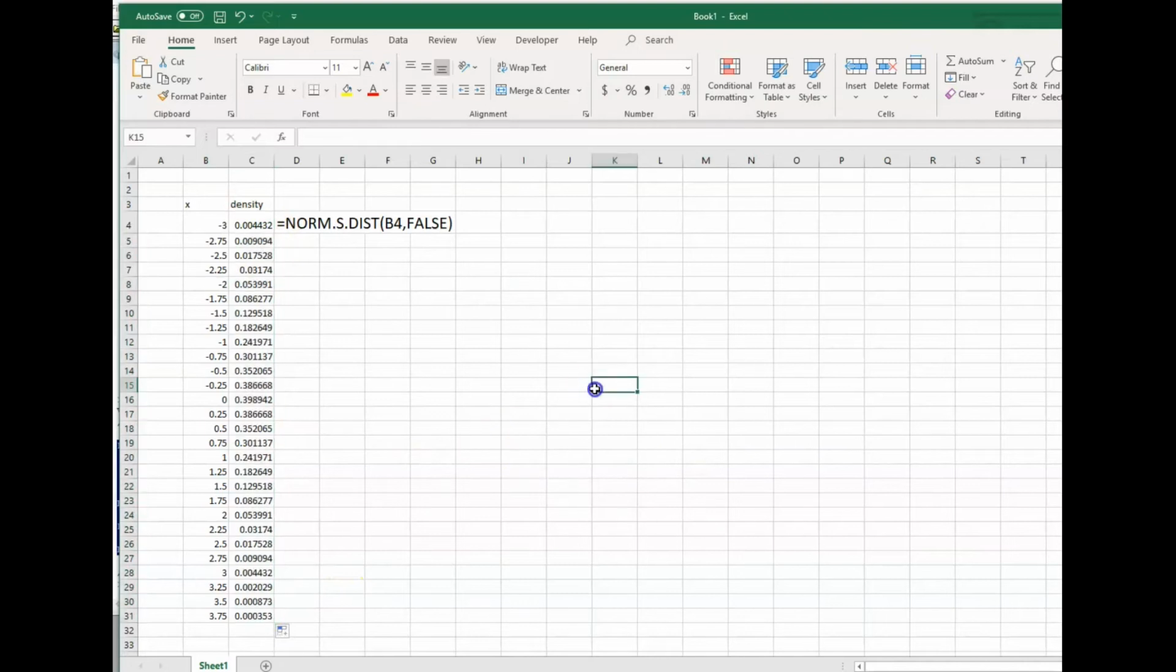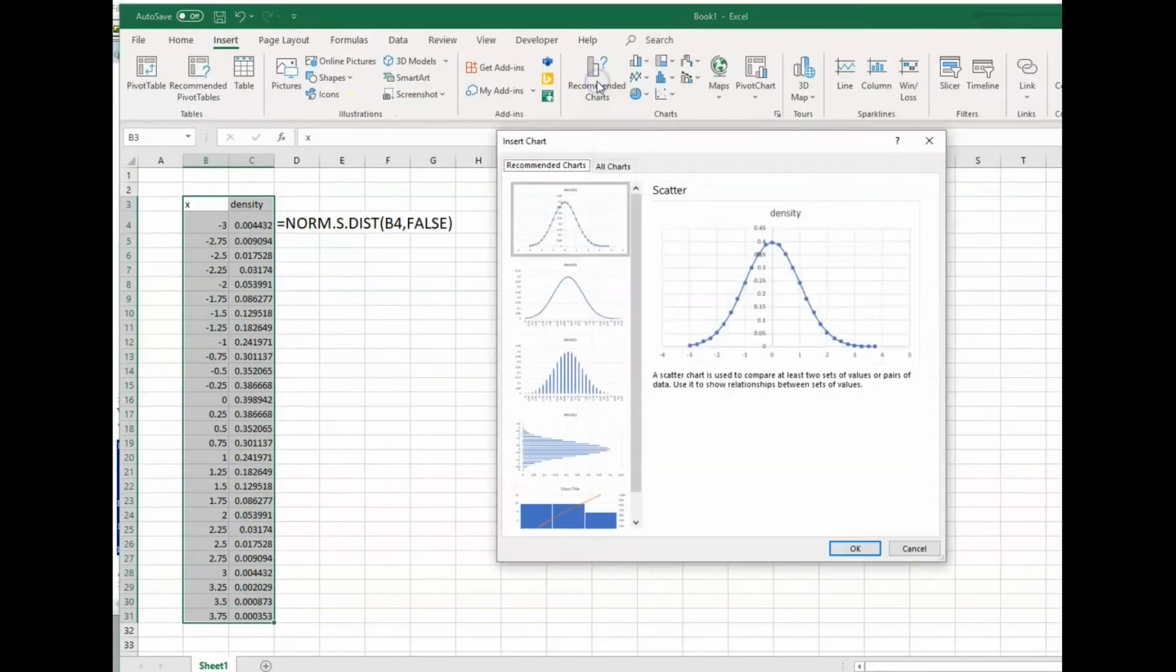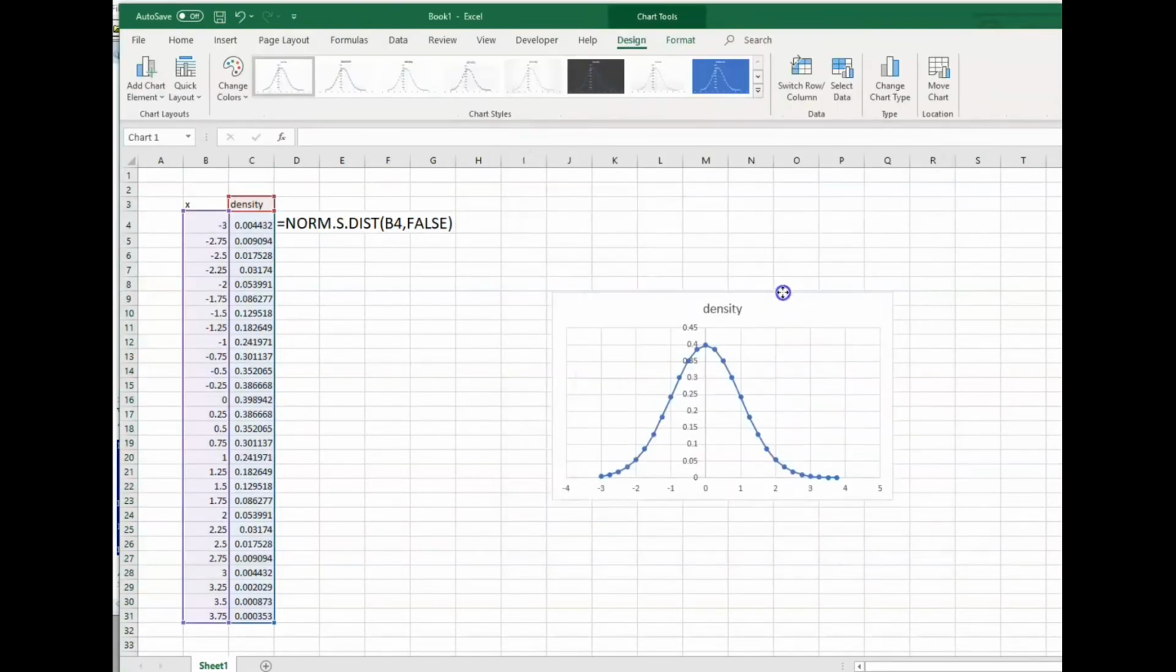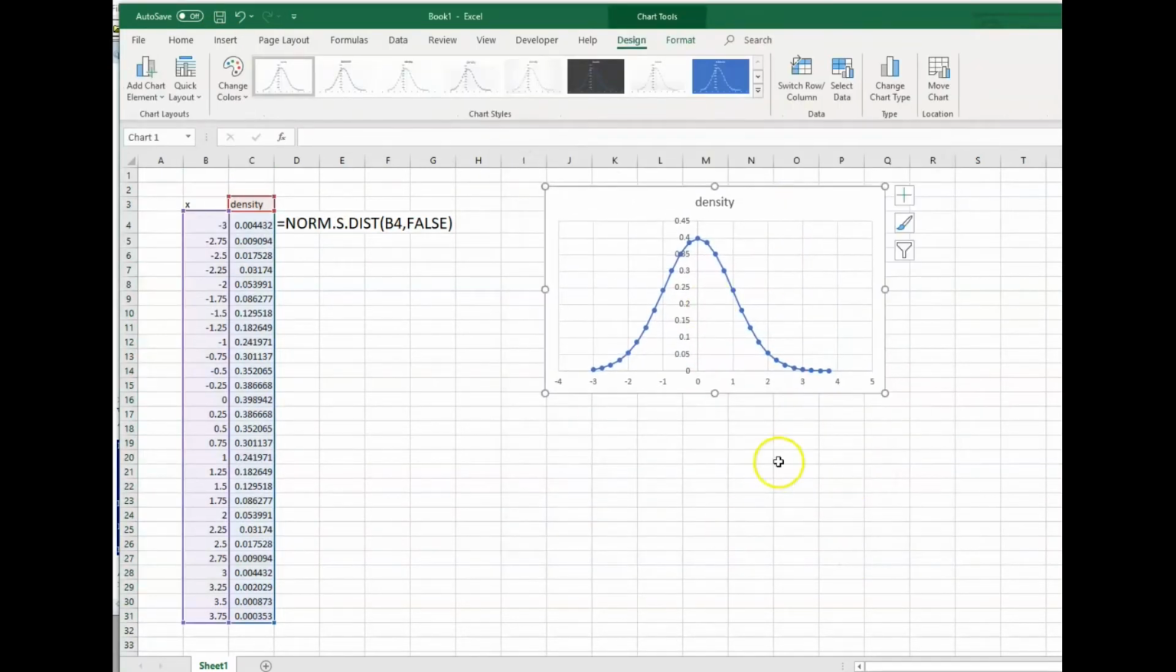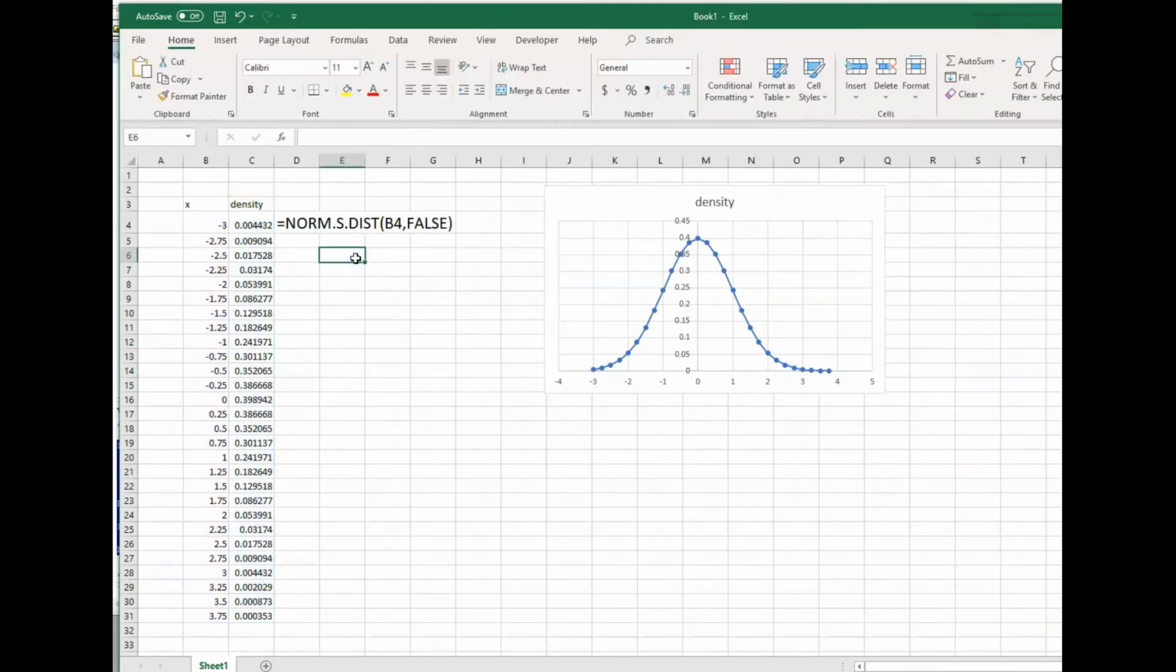So let's highlight, and we insert recommended charts. So this is our density, and because it's standard normal, it's centered around 0. The standard deviation is 1. So mean equals 0 and standard deviation equals 1. So this is our standard normal.